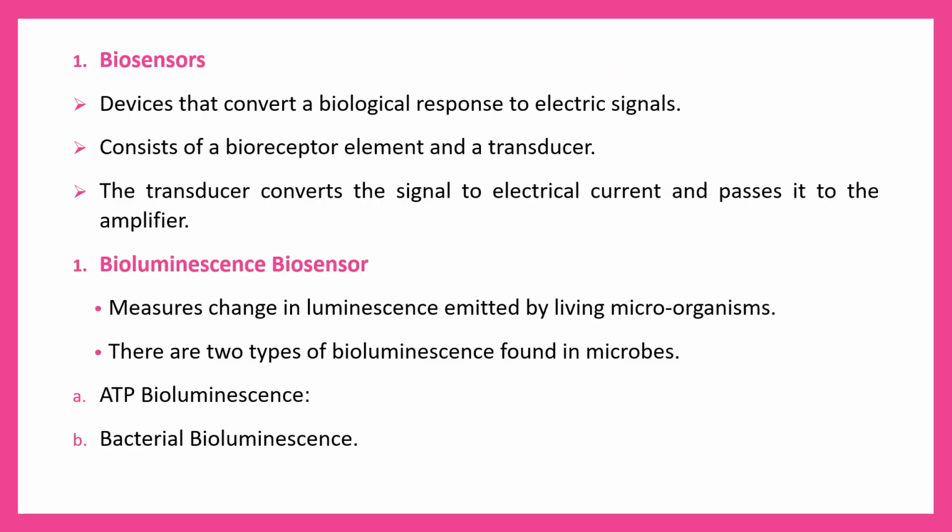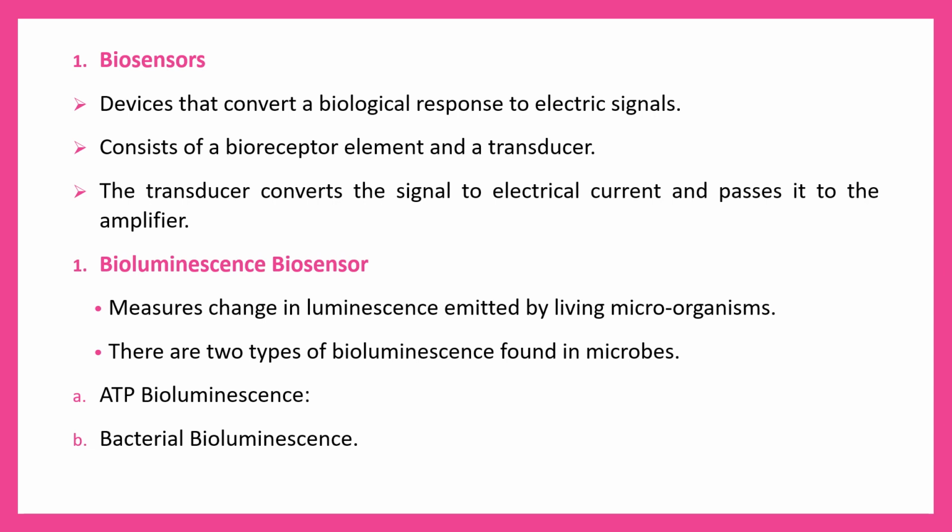There are many rapid methods to detect foodborne pathogens. First, we'll see about biosensor. It is a device that converts a biological response to electrical signals, and it consists of a bioreceptor element and a transducer. The transducer converts the signal to electrical current and passes it to the amplifier. There is one type of biosensor which is bioluminescence biosensor, which measures changes in luminescence emitted by living microorganisms.